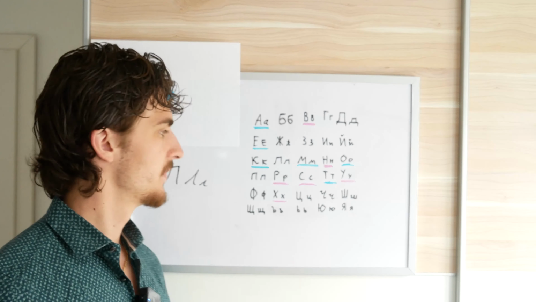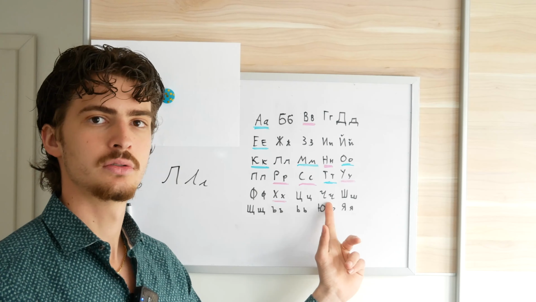Ц, C. Next up we got Ч, ch. This letter looks kind of similar to the U, but it has some crooks at the top and at the bottom. Ch is like, you could take the word chew in English. It's like the C and H combination. That's how ch sounds, or maybe sometimes also TSCH, for example for German speakers.